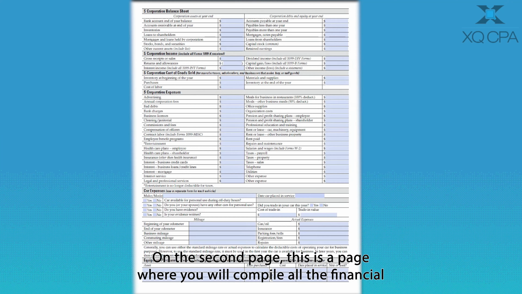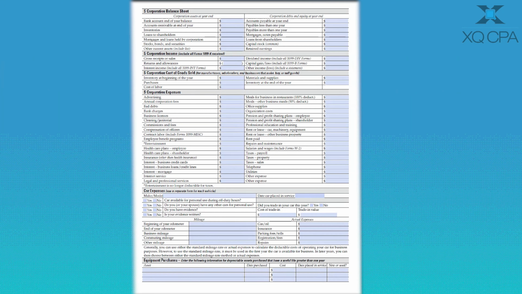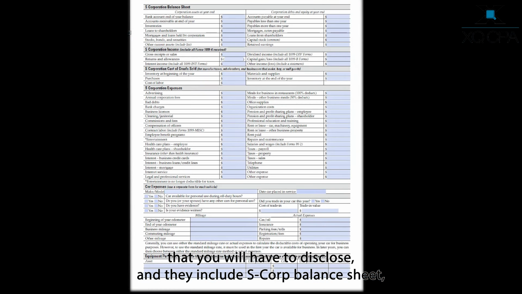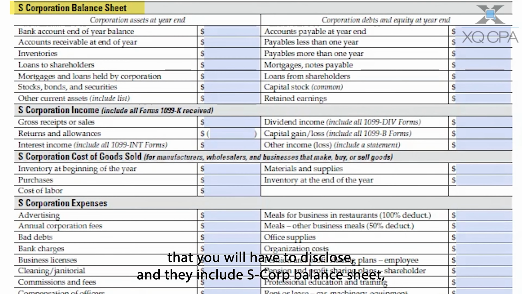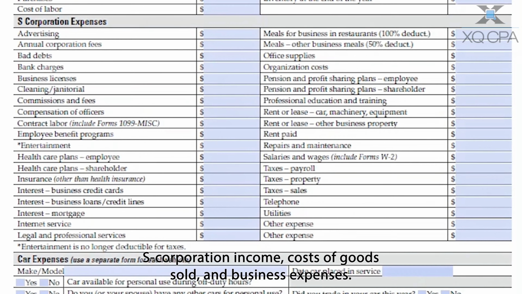On the second page, this is a page where you will compile all the financial information of your S corporation to report to the Internal Revenue Service. So this page highlights components of financial statements that you have to disclose, and they include S corporation balance sheet, S corporation income, cost of goods sold, and business expenses.